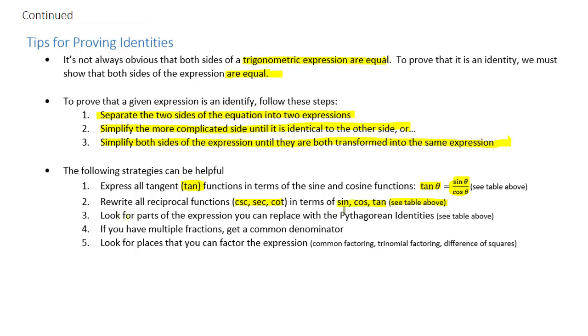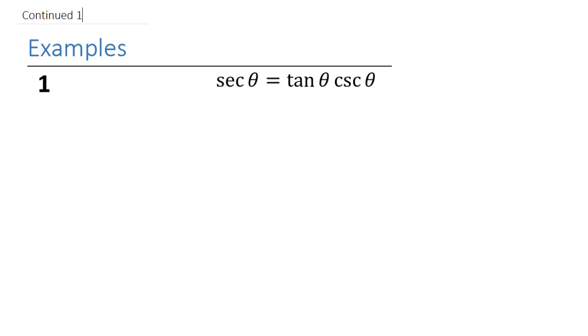Look for parts of the expression you can replace with a Pythagorean identity. We just talked about that above. If you have fractions, we want to get common denominators. That comes in a lot. And look for places where we can factor, so common factoring, trinomial, difference of squares. So I'm going to walk you through a bunch of these that show that kind of stuff. Here we go. In example 1, we want to prove that secant theta equals tan theta times cosecant theta.